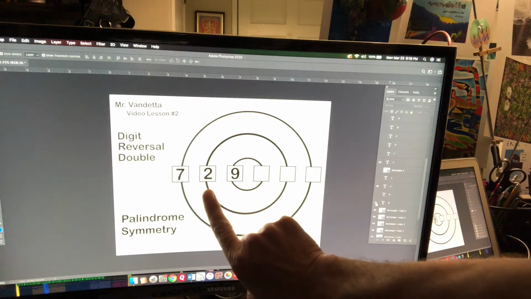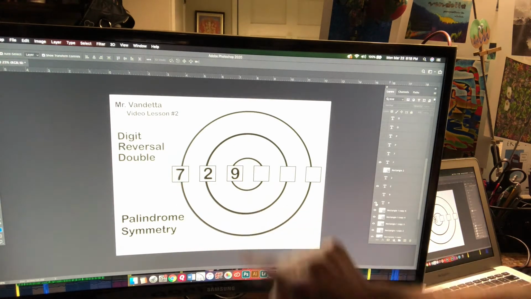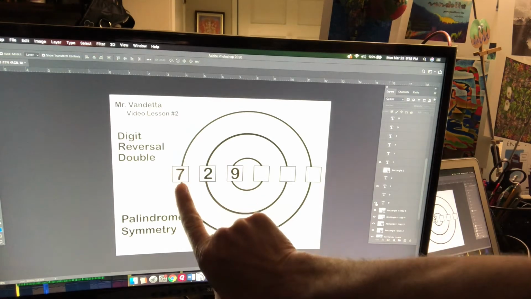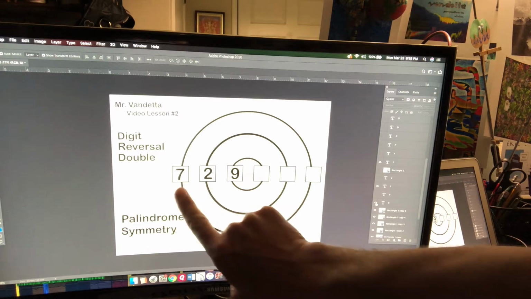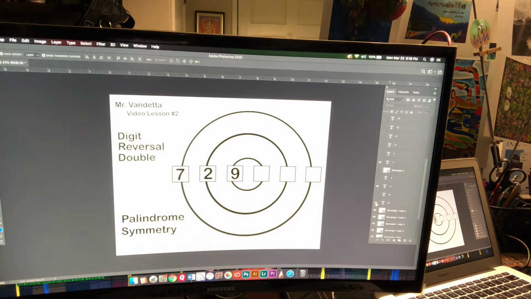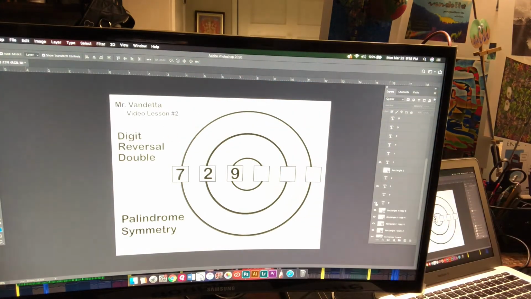Hundreds, tens, and ones. 7 hundreds, 2 tens, and 9 ones makes 729. All right? So that's the number that we're starting with. It's a 3-digit number, 729. And now what we need to do is we need to use the circles to make a reversal. So what do you think is going to go right here in this box?